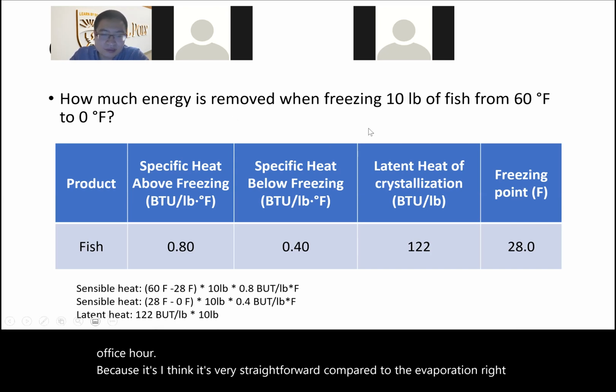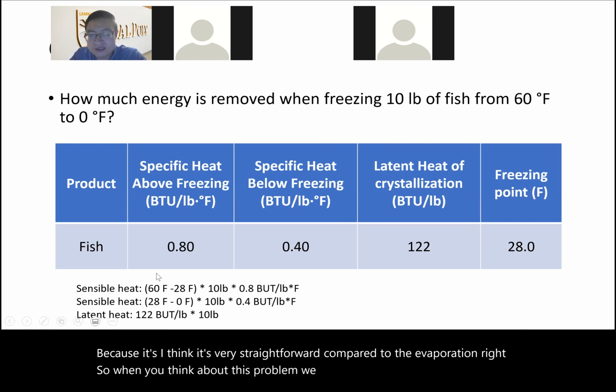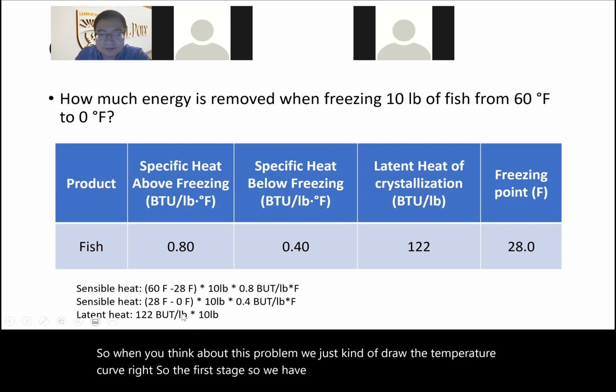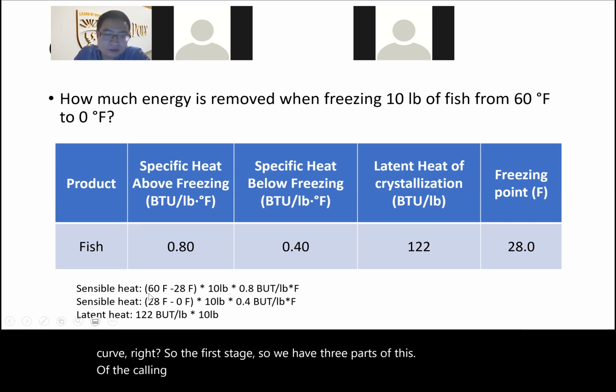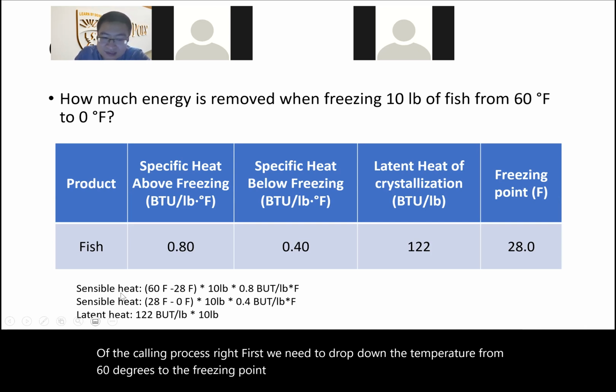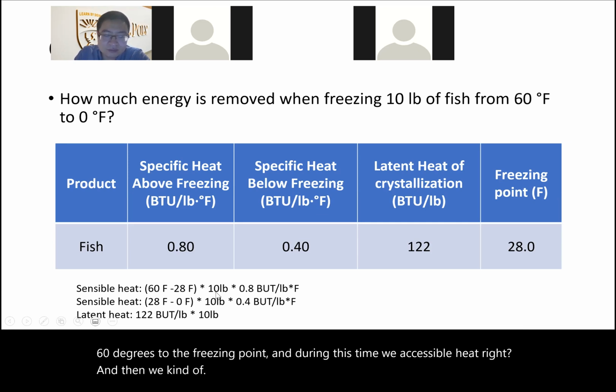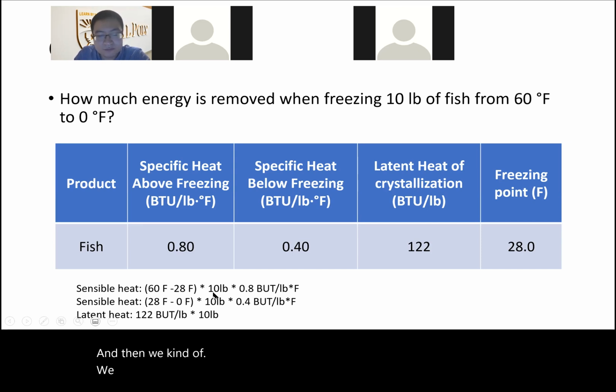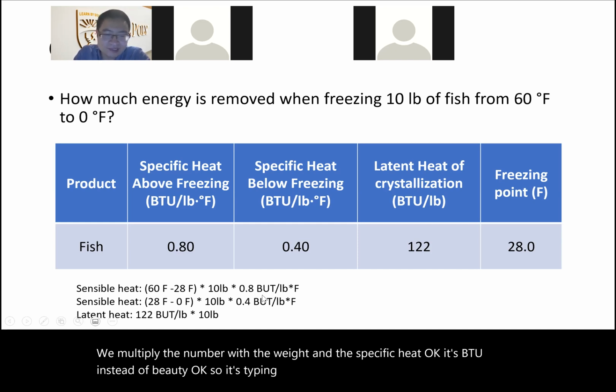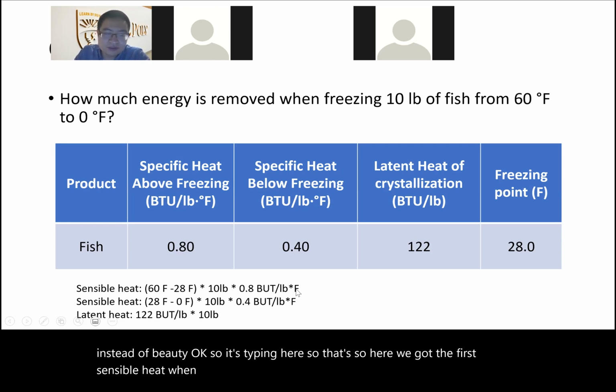So when you think about this problem, we just draw the temperature curve, right? We have three parts of this cooling process. First, we need to drop the temperature from 60 degrees F to the freezing point, and during this time it's sensible heat, right? We multiply the number with the weight and the specific heat. Okay, it's BTU, it's a typo here. So here we got the first sensible heat when we are dropping the temperature to the freezing point.